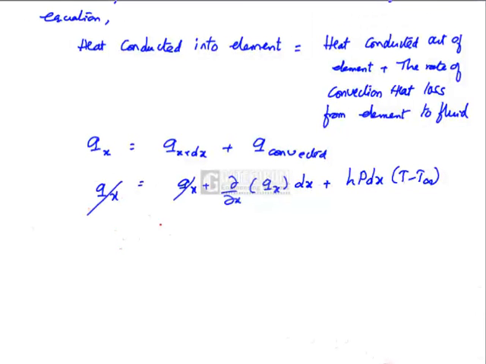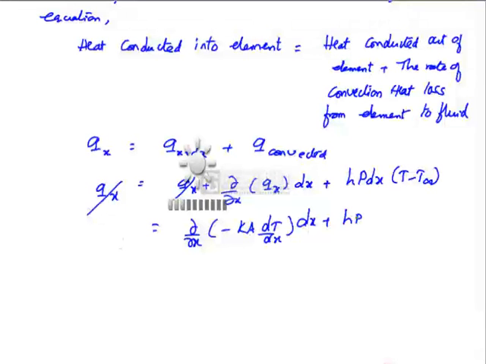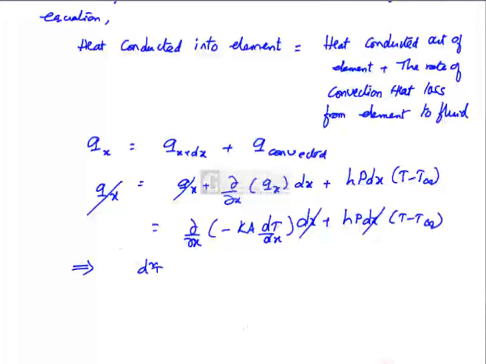Qx gets cancelled. Substituting Fourier law, Qx is minus Ka dT by dx into dx plus hP dx into T minus T infinity. Let us cancel out dx also. Now, if you rearrange the parameters, we get d square T by dx square minus hP by kA into T minus T infinity is equal to 0.